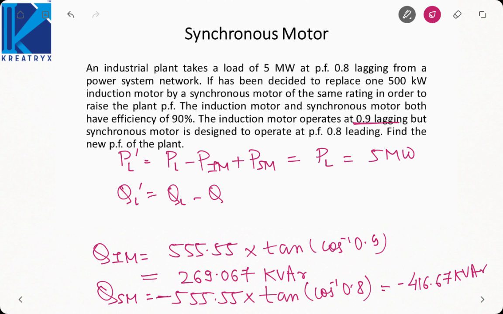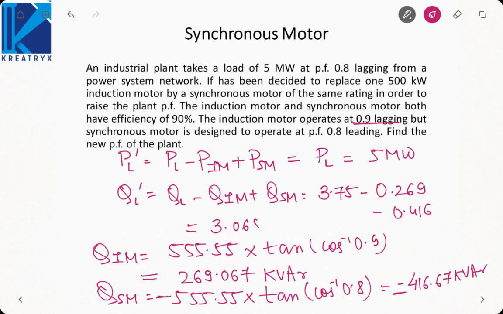We are removing the induction motor, but we are adding a synchronous motor. So it was 3.75 minus 0.269 if you keep it in MVAR, and you are adding a synchronous motor, minus 0.416. Minus because there is a minus sign. So it becomes 3.065. Now we have the new real and reactive power.